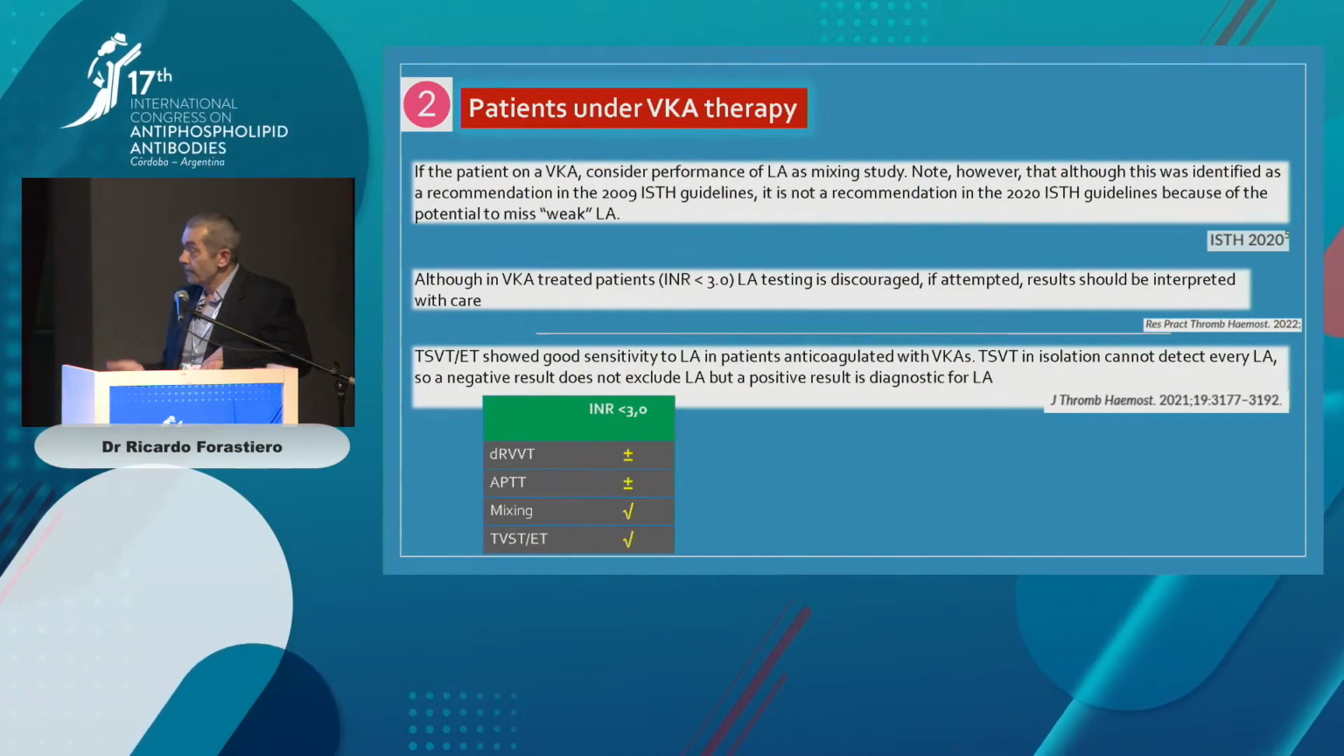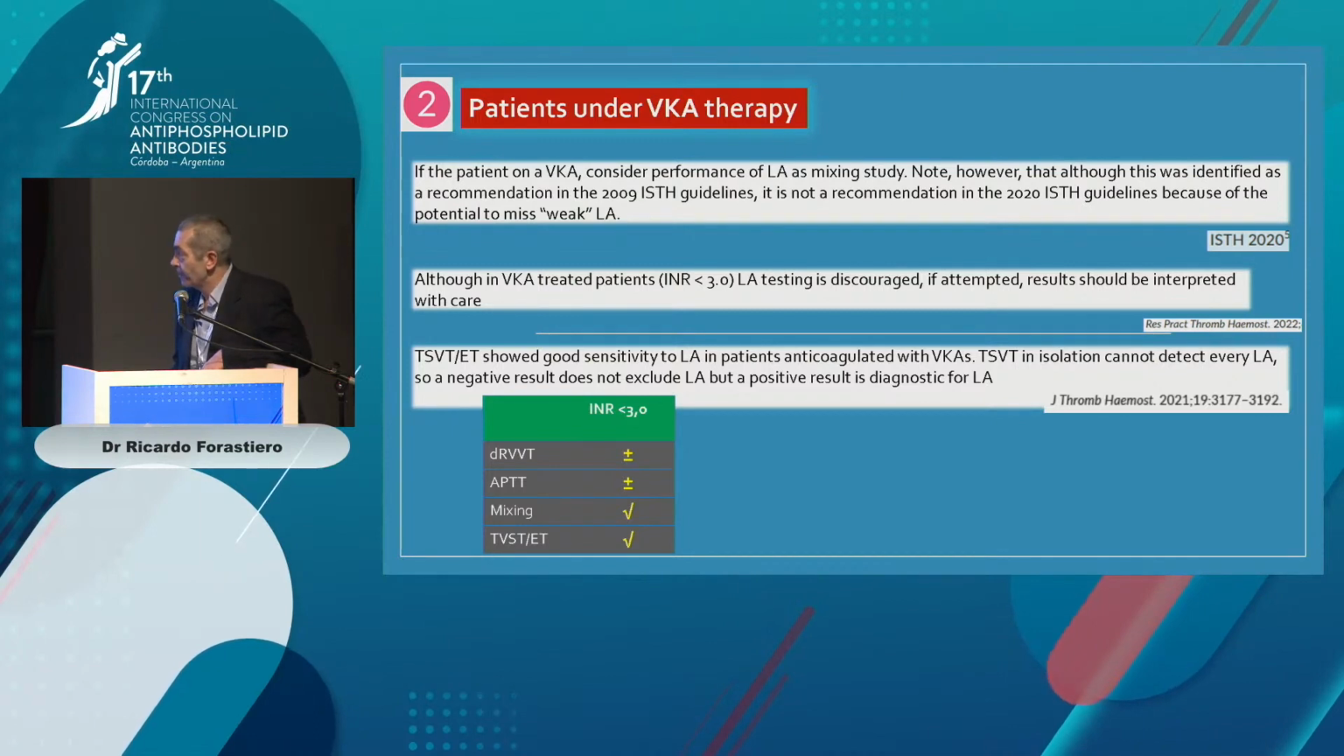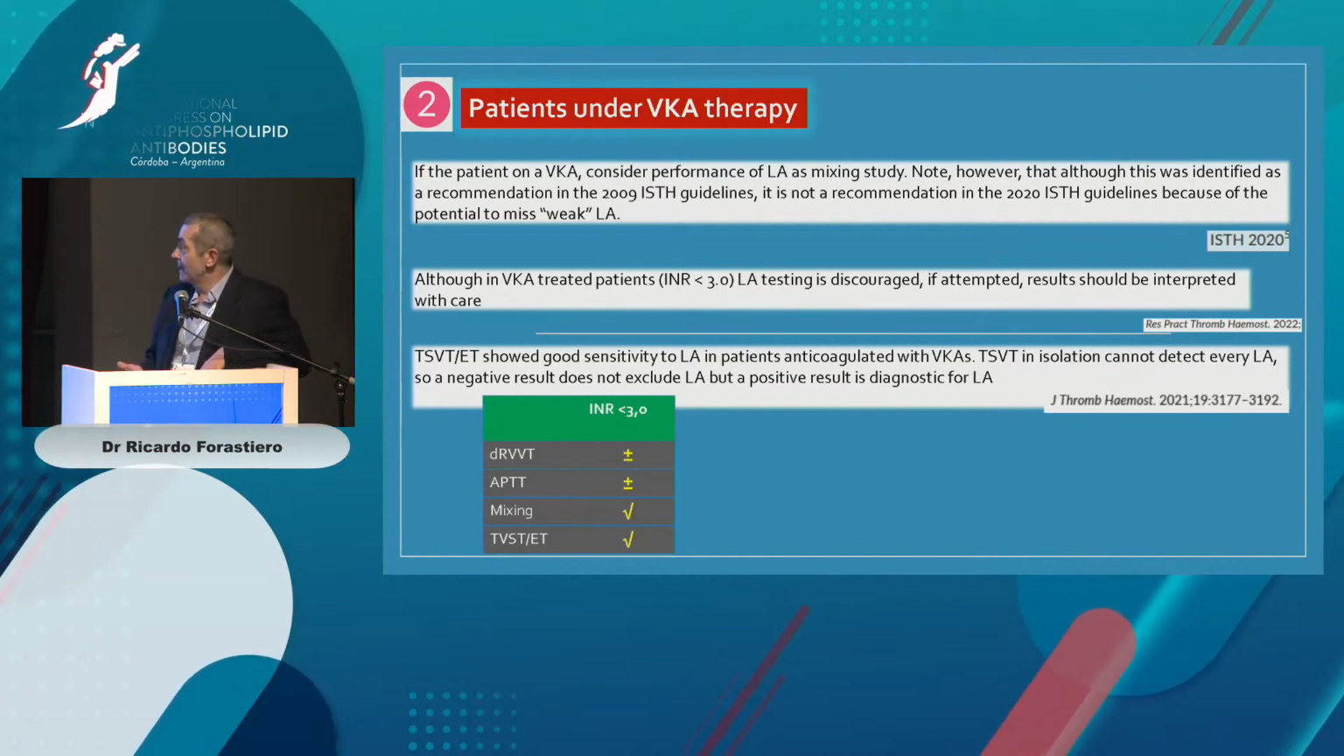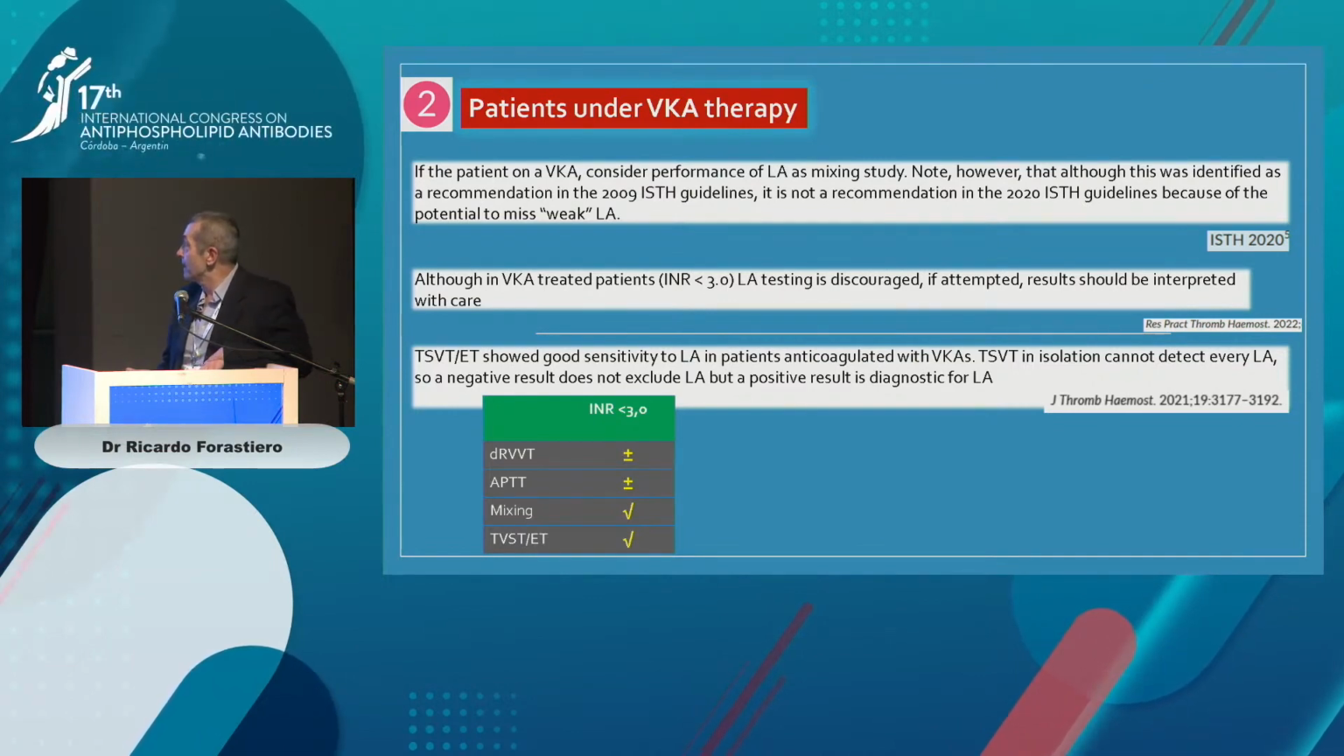If the patient is on vitamin K antagonist, consider performance of LA as a mixing study. Note, however, that although this was identified as a recommendation in the 2009 ISTH guideline, it is not a recommendation in the last guidelines because of the potential to miss weak LA. Although in vitamin K antagonist treated patients with an INR less than 3, LA testing is discouraged, if attempted, results should be interpreted with care.